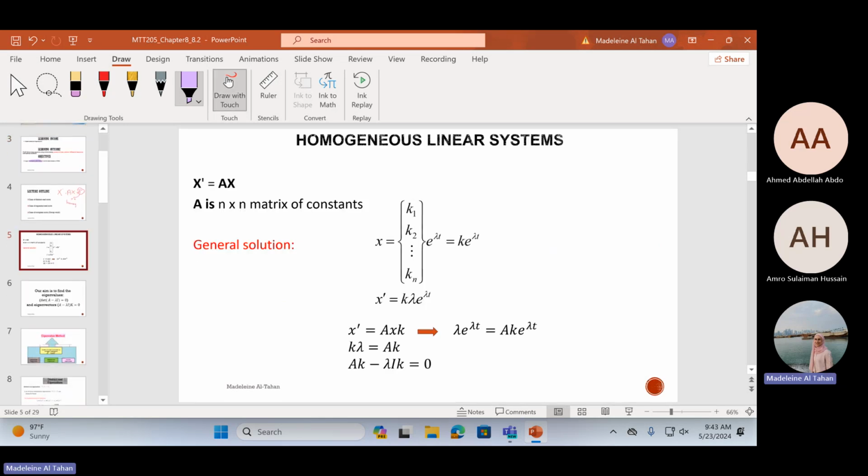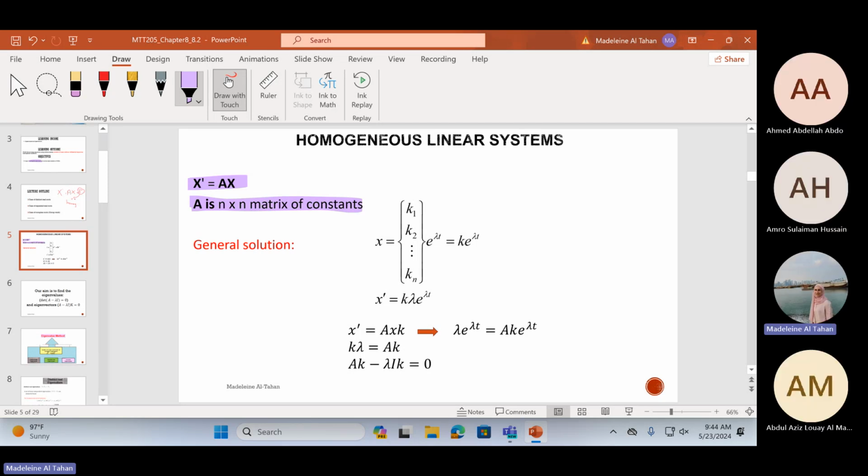Let's start at the start. We'll start with the homogeneous part. We are given x prime equals A x, where A is an n by n matrix of constants. In section 8.1, A could contain t, sine t, cosine t. This method is applicable for having A as constants.